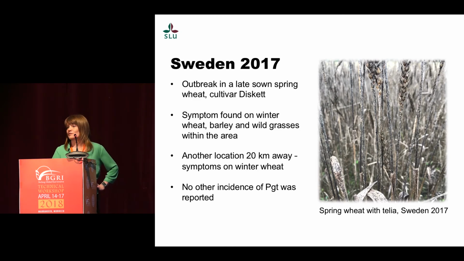I also tried to see if I found symptoms in the surrounding fields, and I found it in winter wheat, in other spring wheat, on barley, and on some wild grasses within the area. I also remembered that I had a trial about 20 kilometers away, and in that location a month earlier I had seen some very weak stem rust infection, but nothing unusual. But then I went back, and I found some symptoms on winter wheat there as well.